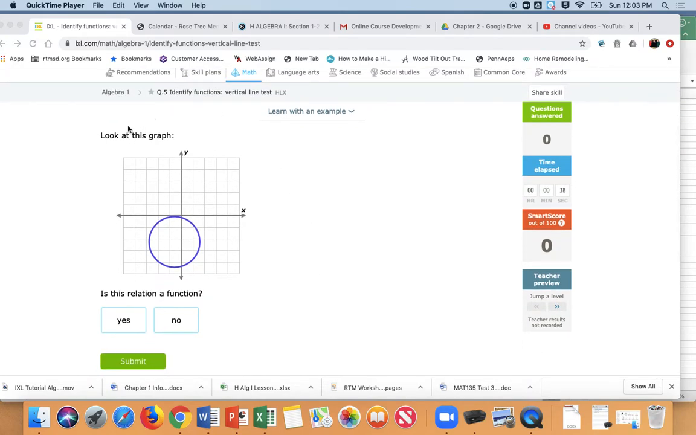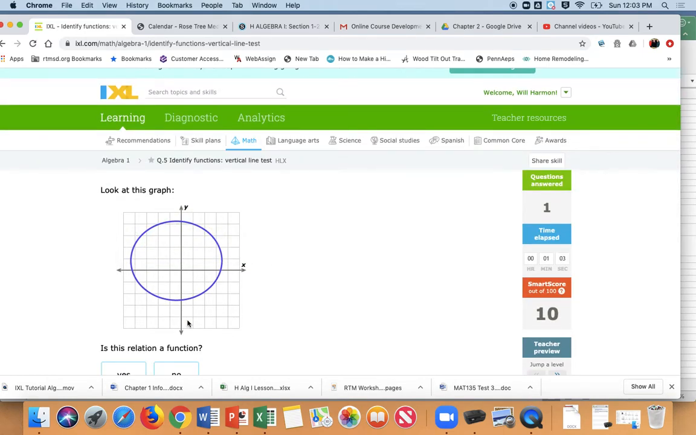So here we go. Here is the graph of a figure, okay? And in this case, it's a circle. So if I were to draw a vertical line down through the center of this, would that vertical line touch this blue circle in two places? And the answer is yes. Once there and once there. So that makes it not a function.